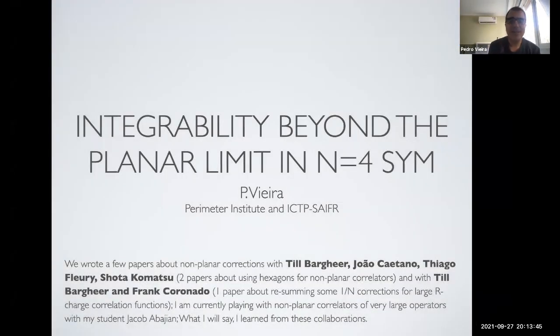Okay, good. So let me tell you a little bit about what the status is right now. What do we know about non-planar physics from an integrability point of view? It's not that I know much. I only wrote 3 papers with a bunch of collaborators. Some of them are in the audience, so they can correct me if I say anything wrong. And I'm learning a little bit more right now with my student. But it's also easy to tell you the little I know, because not much is known about non-planar physics from integrability anyway, so it's fine.